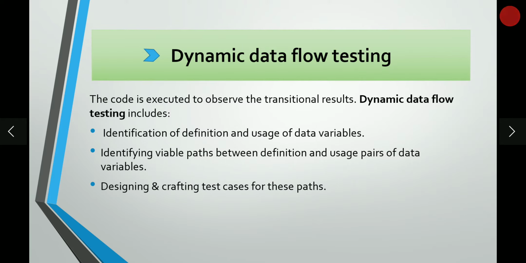Next, dynamic data flow testing. Here, the code is executed to observe the intermediate results. Dynamic data flow testing includes identification of definition and usage of data variables, identifying viable paths between definition and usage pairs of data variables, and designing and crafting test cases for these paths. First, identify the definitions and the paths through which the data is flowing, and then design and craft the test cases for these paths.